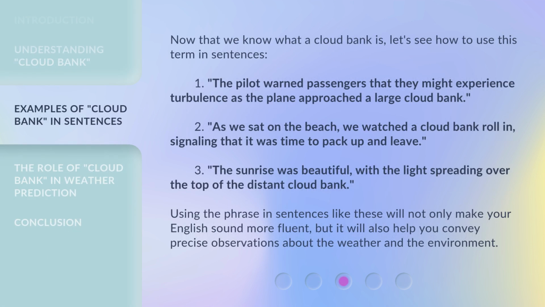Now that we know what a cloud bank is, let's see how to use this term in sentences. 1. The pilot warned passengers that they might experience turbulence as the plane approached a large cloud bank. 2. As we sat on the beach, we watched a cloud bank roll in, signaling that it was time to pack up and leave. 3. The sunrise was beautiful, with the light spreading over the top of the distant cloud bank.